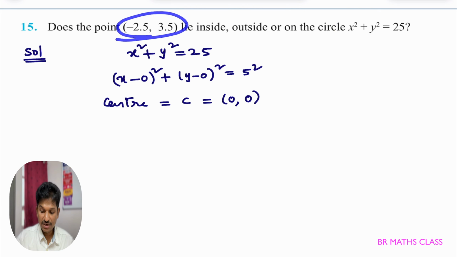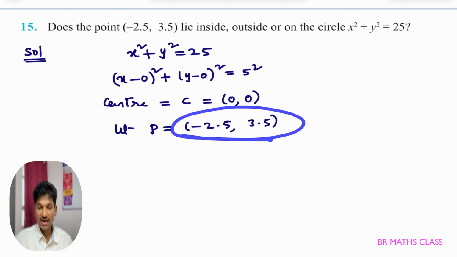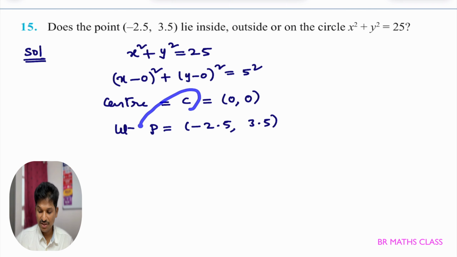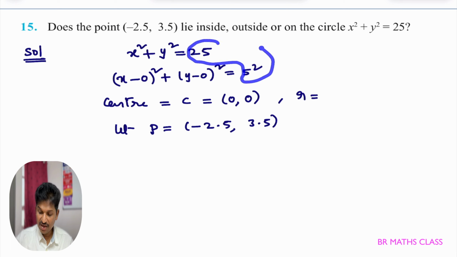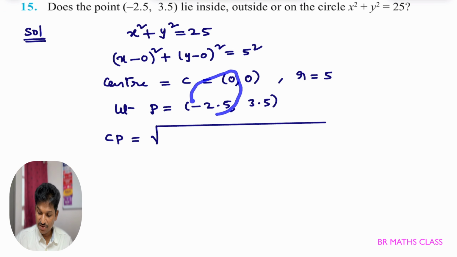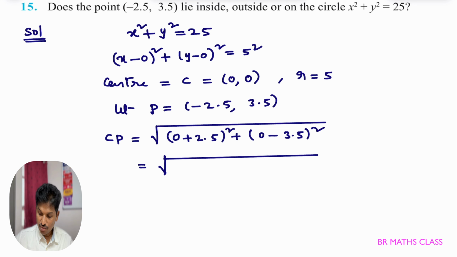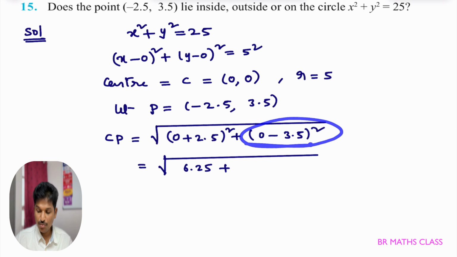Now they given one point. I'll name it as P. To decide this point lies inside the circle or outside the circle or on the circle, I'll calculate CP, distance between these 2 points. And one more thing, what is the radius of this circle? Radius of this circle is 5. Calculate CP. Distance formula, (x2 minus x1) whole square, 0 plus 2.5 whole square, plus (y2 minus y1) whole square, 0 minus 3.5 whole square. 2.5 whole square is 6.25 plus, 3.5 whole square is 12.25.